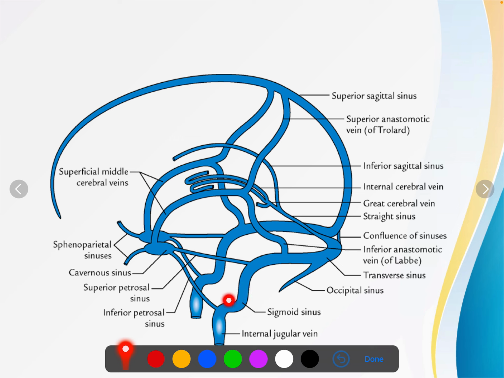The unpaired are the superior sagittal sinus, inferior sagittal sinus, straight sinus, then occipital sinus, then basilar plexus of veins, then anterior intercavernous sinus and posterior intercavernous sinus.